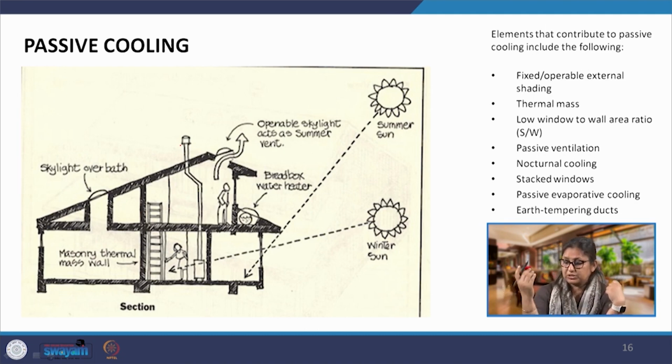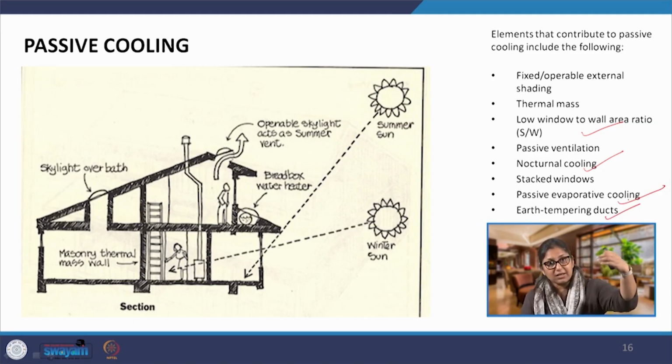For cooling again the broader domains remain the same, but their application changes. For example, a minimal window to wall ratio is required in areas which require more cooling. Then we might be requiring nighttime cooling, or evaporative cooling, or earth ducts, where before the air is brought into the building, it is passed through heavy mass under the earth, which is at an average annual temperature throughout.